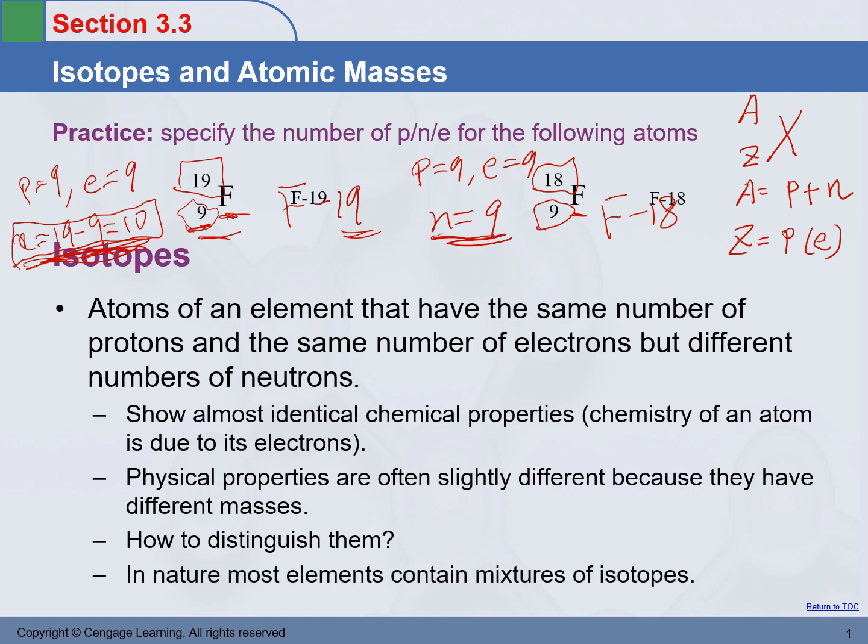In nature, almost all elements exist as a mixture of isotopes. For example, fluorine has fluorine 18, fluorine 19. Oxygen has oxygen 18, oxygen 17, oxygen 16, oxygen 15, and a couple more. So oxygen has quite a few isotopes.